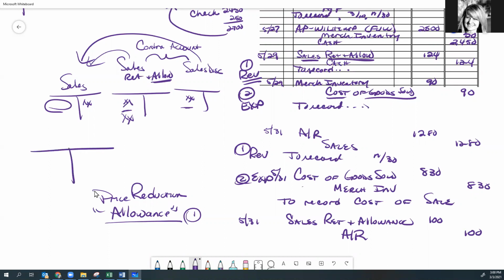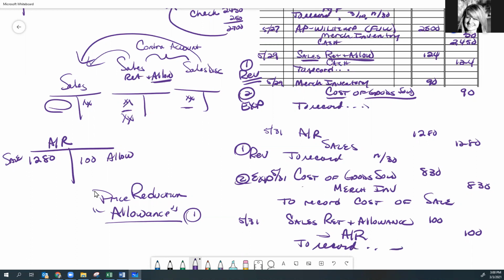So let's just be clear. We have an accounts receivable from this company, and we debited it when we made the sale, and we credited it here when we gave them the allowance. So we made it go down, and this was the sale. So this is to record allowance on defective merchandise or incorrect merchandise.